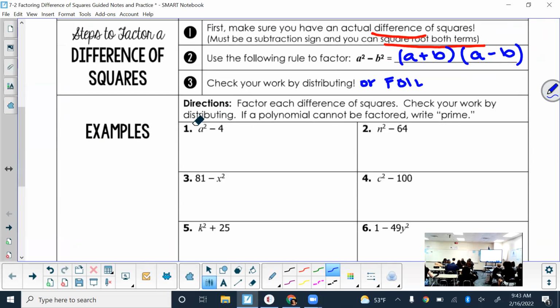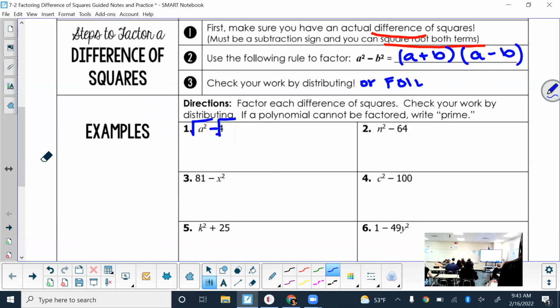So number one, are these a difference of squares? Is there a minus sign between them? Is a squared a perfect square? Is 4 a perfect square? Then yes, and we can use the rule on that. So for difference, yeah, you'll have a subtraction sign, and then on each side of the subtraction sign would need to be a perfect square.